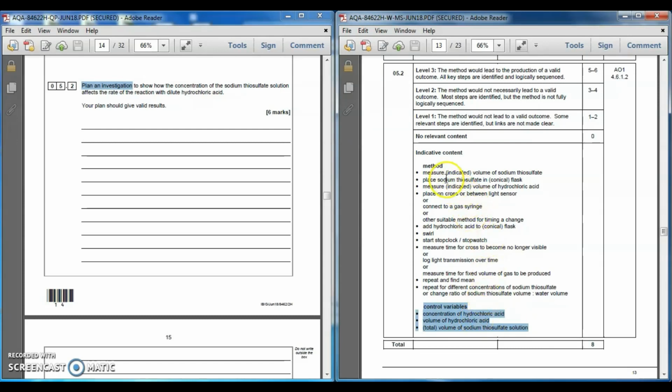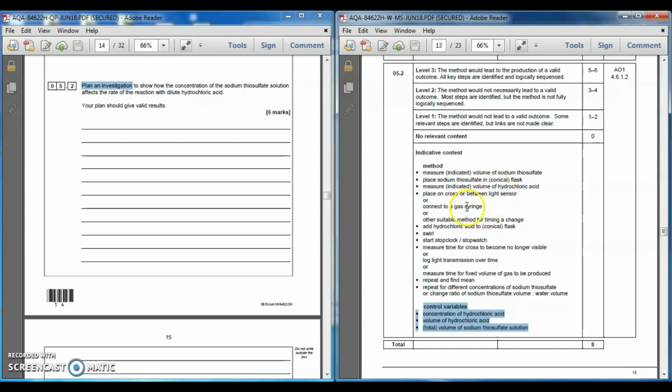Okay? So here's the first point you could have got that mark. Measure an indicated volume of sodium thiosulfate. You could have said 25 millilitres. Fine. You could have said 50. I don't care, as long as you've given me a specific amount that you could then repeat each time. That's going to give you some valid results. Put it in your conical flask. Add in a measured volume of hydrochloric acid, 5 millilitres, 10 millilitres. We don't really care in this case as long as you're allowing us to repeat the same amount each time.